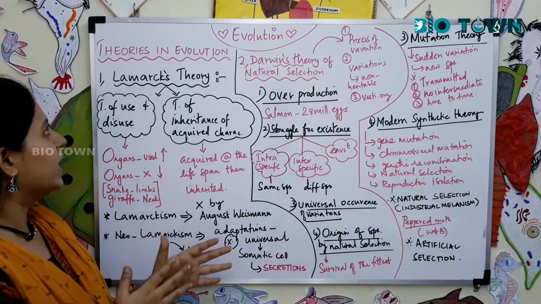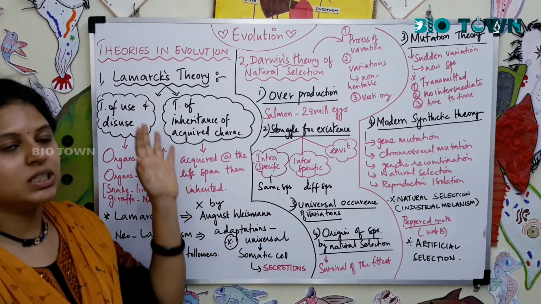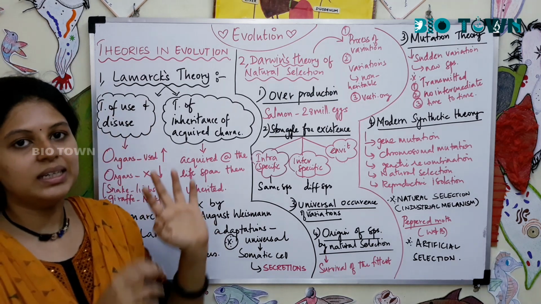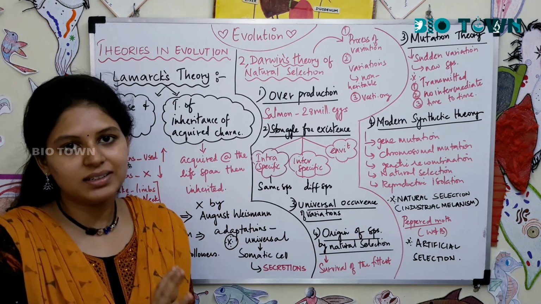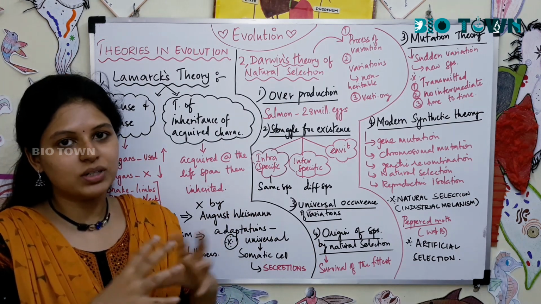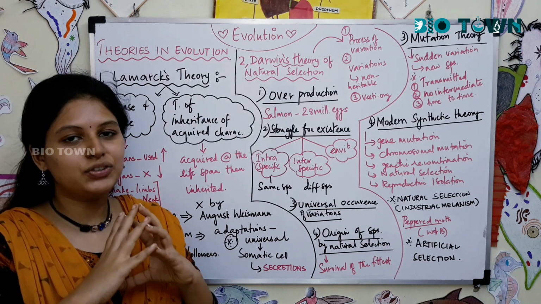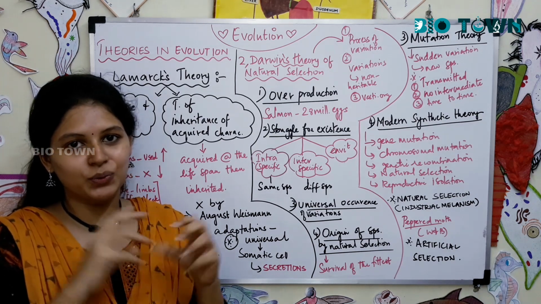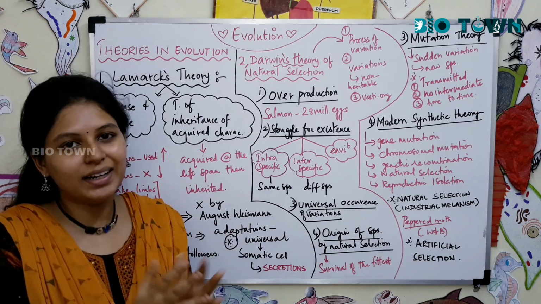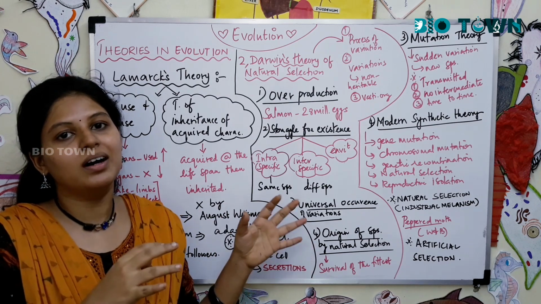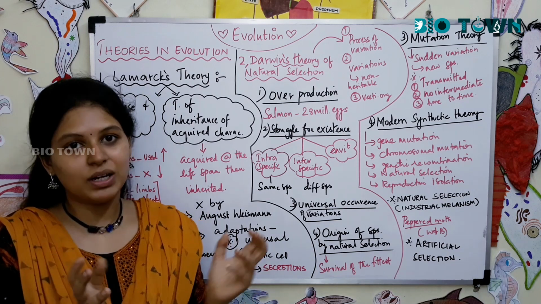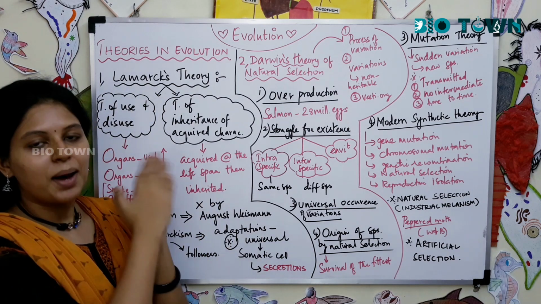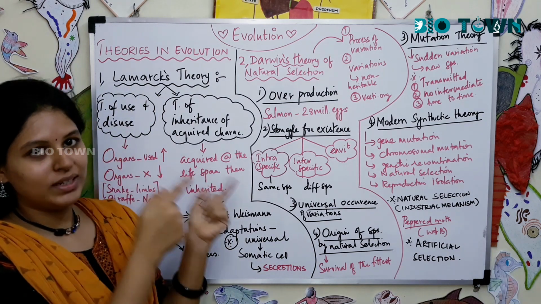So we're going to talk about various theories of evolution: Lamarck's theory, Darwin's theory, mutation theory, and the modern synthetic theory. Towards the end of the course I'm going to keep interesting stories for you all to study, because I found this particular story on industrial melanism to be very important. So yes, please be patient, stay tuned and do watch.